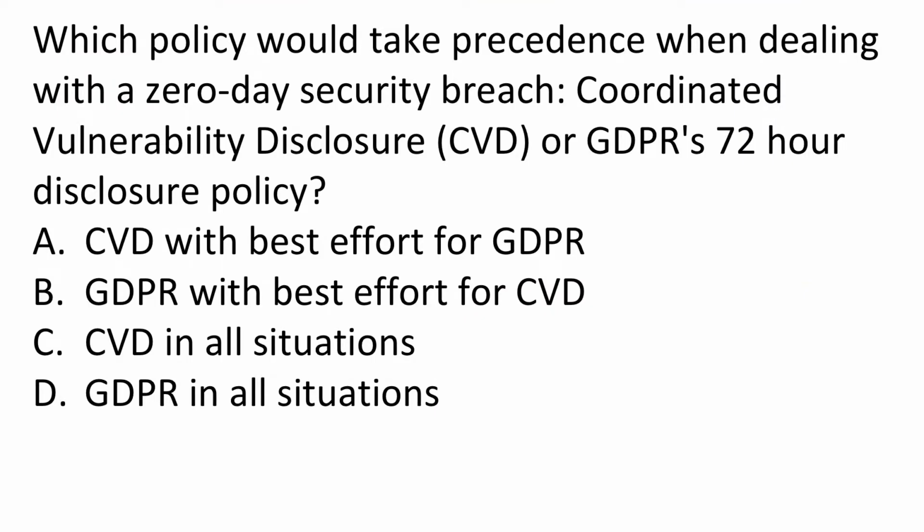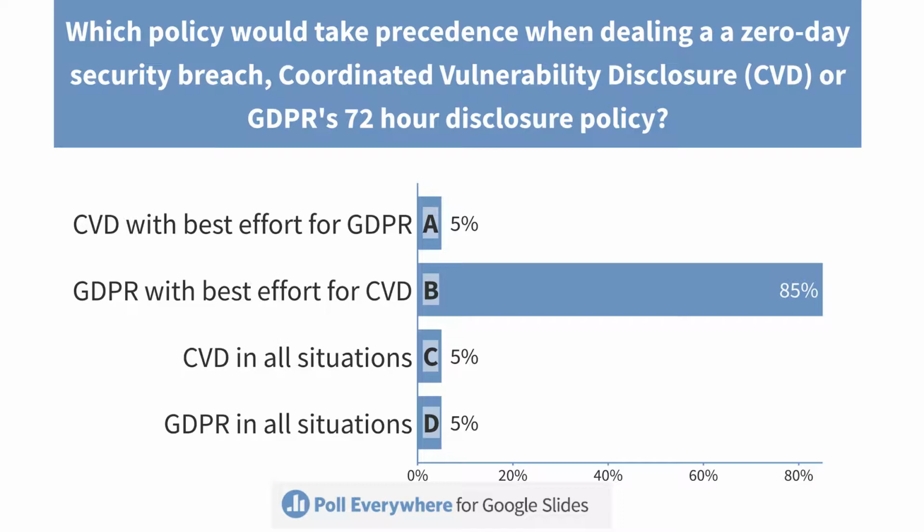All right. Which policy would take precedence when dealing with a 0-day security breach? Coordinated Vulnerability Disclosure, CVD, or GDPR's 72-hour disclosure policy? And I'm sure everyone who was at Heather's presentation is now an expert on GDPR, so this should be easy breezy. CVD with best effort for GDPR, GDPR with best effort for CVD, CVD in all situations, or GDPR in all situations? Awesome job, excellent. 85% with the correct answer: GDPR with best effort for CVD. That's it for our poll.